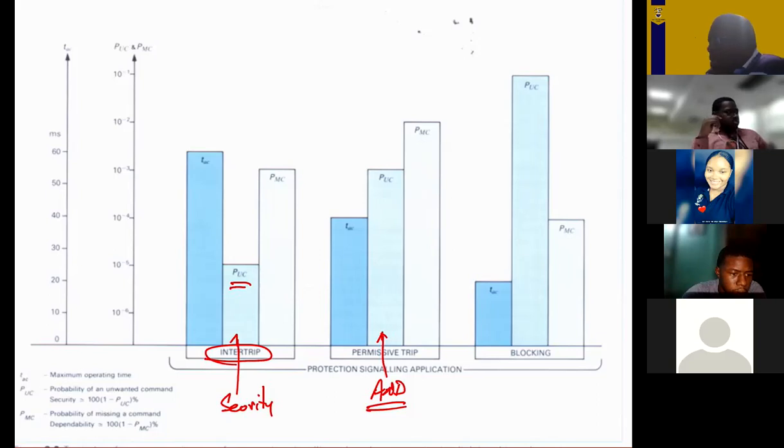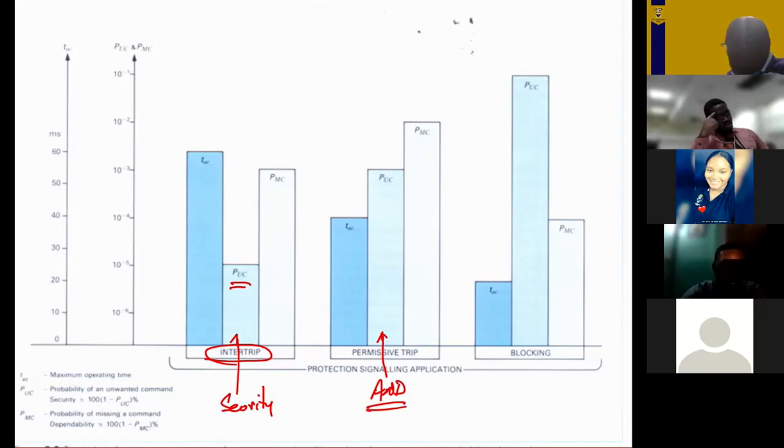If you look at the blocking scheme, security can be a little lower, meaning the probability of an unwanted command can be a bit higher. However, let's look at the reverse now for dependability. Because dependability now speaks about missing a command.